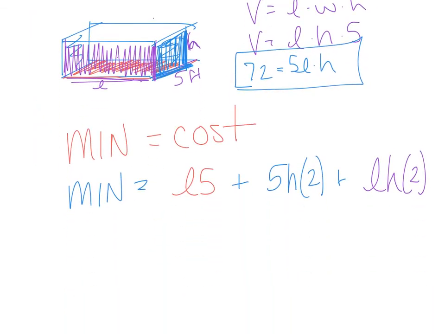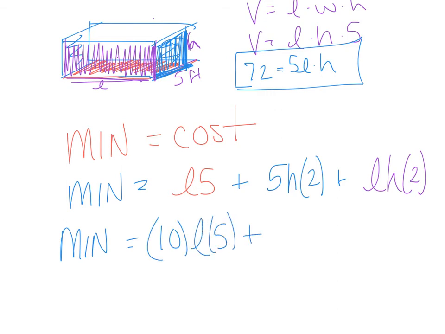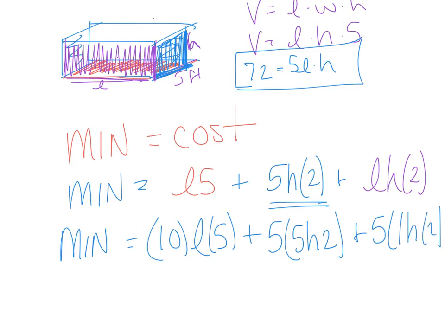So if you remember, my base was my red one, my L by 5, and they're going to charge me $10 for that side. So I'm going to say 10 times L times 5, plus, this is a base here, the blue side was a side, and they're charging $5. So 5 times 5 times h times 2. And again, this was also a side, so 5 times L times h times 2.